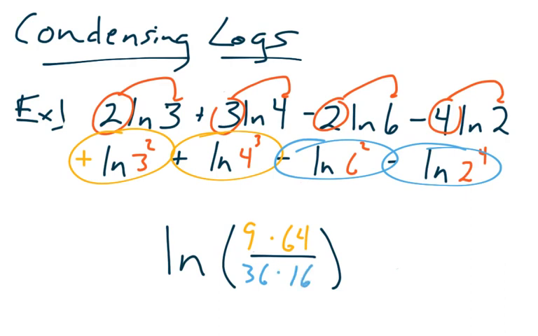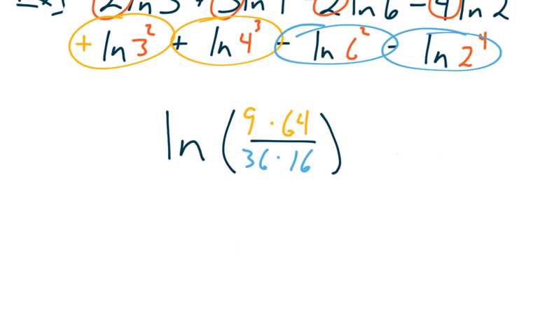Now, the only way to attach 36 and 16 is with another multiplication sign. But don't worry, since both of those are in the denominator, it is true that both of them are still being divided. Now, with a little bit of reducing and canceling, maybe the 9 and the 36 can reduce and cancel to be 1 over 4, and the 64 and the 16 can reduce to be 4 over 1, we find ourselves staring smack dab at the ln of 1.